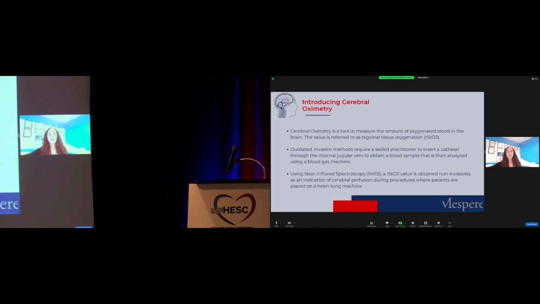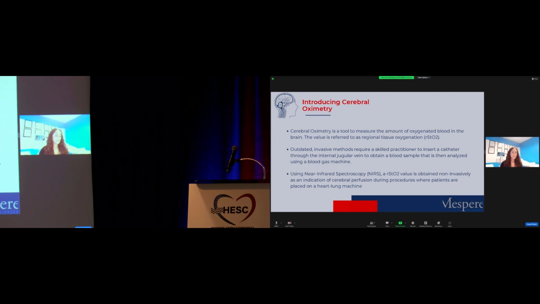So some of you may already be familiar with the concept of cerebral oximetry, but to give a very basic definition, it really is a tool to measure the amount of oxygenated blood in the brain. The value is referred to as a regional tissue oxygenation, which is denoted by the RS-202.